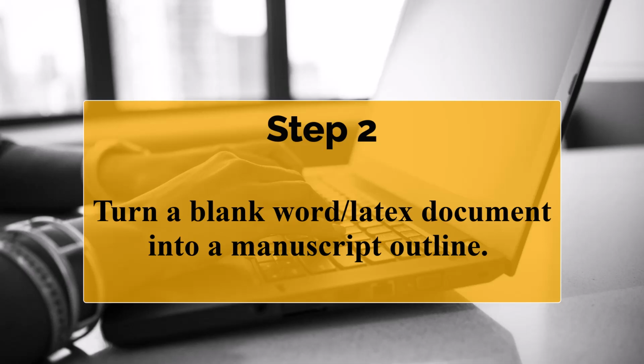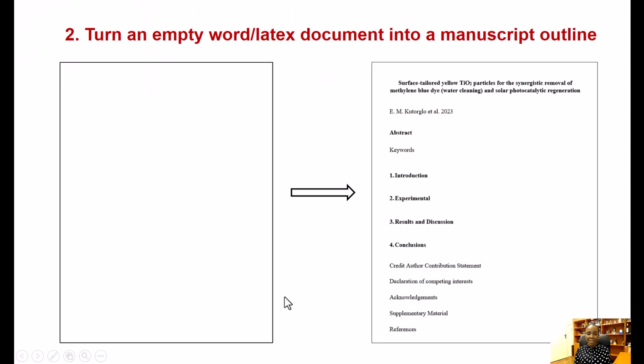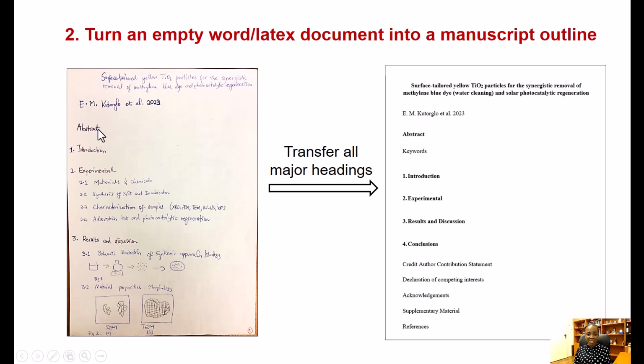So here I just create an empty Word document. I usually use Word for writing. So I create an empty Word document and I convert that into an outline. And here I just transfer all the major headings from my rough draft. So I have abstract, introduction, experimental, results, and discussion. So all the major headings from the rough sketch, I transfer them into this empty document to form the framework or the outline of my paper. So I'm going to be working on this outline from now on.